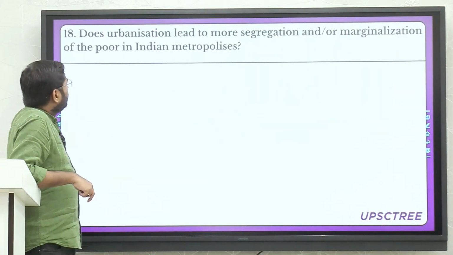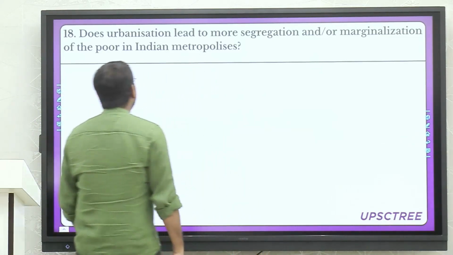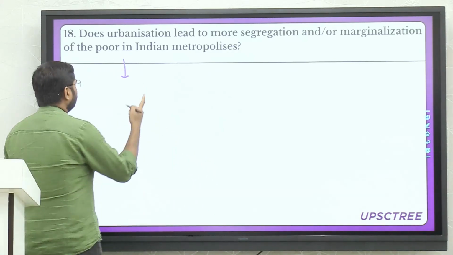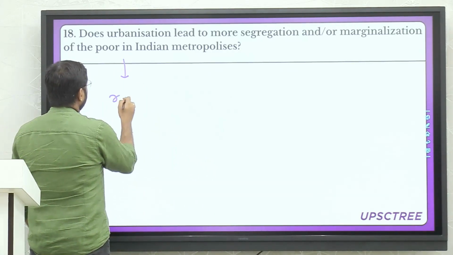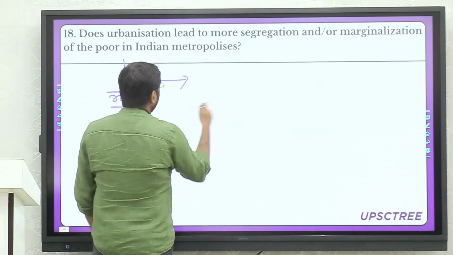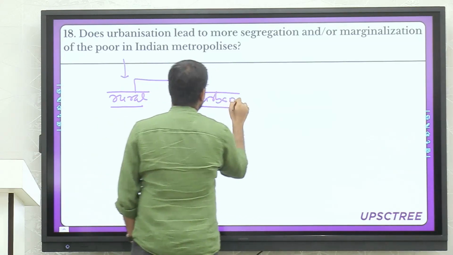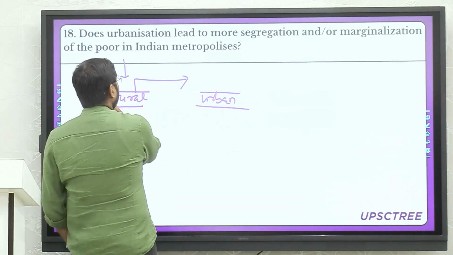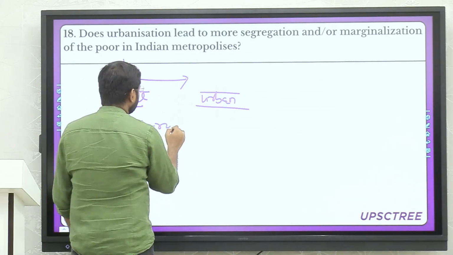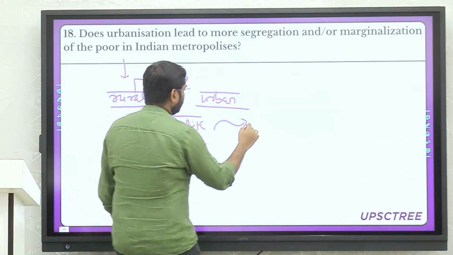Question number 18, does urbanization lead to more segregation and marginalization of the poor in Indian metropolises? Okay, it is kind of true, because when a person is migrating from a rural area to an urban area in search of food, in search of employment, most of the time a ruralite ends up in a slum.